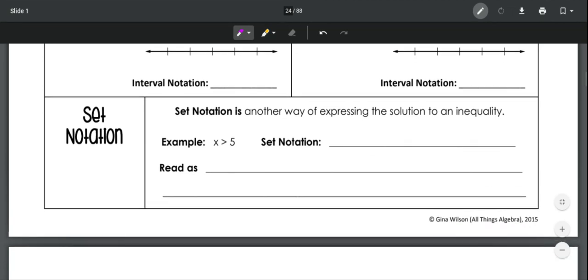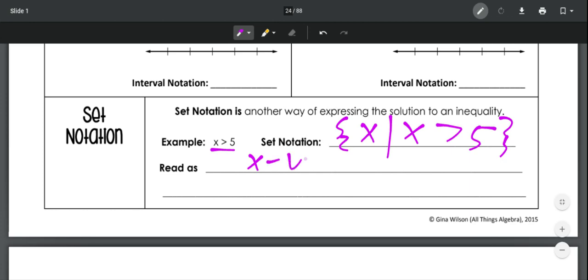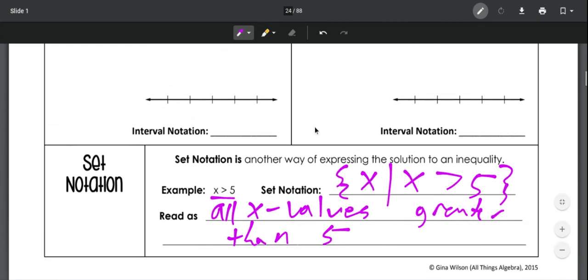And then just for set notation, this is just added on. So set notation is going to look like this. So x is greater than 5. Here's how you would write this. So it's a little bracket there, x such that x greater than 5. That's all that means. That means for all of these x's, x is going to be greater than 5. So you can read that as all x values greater than 5. And that is it for this video.